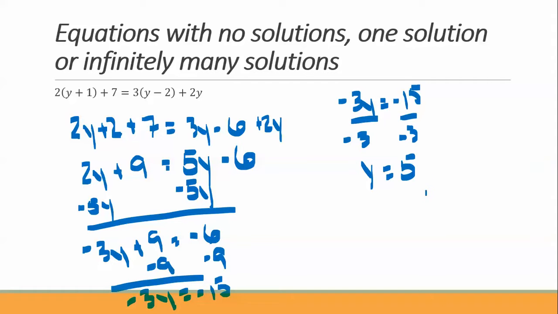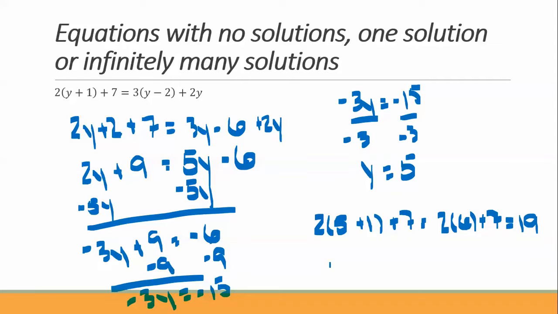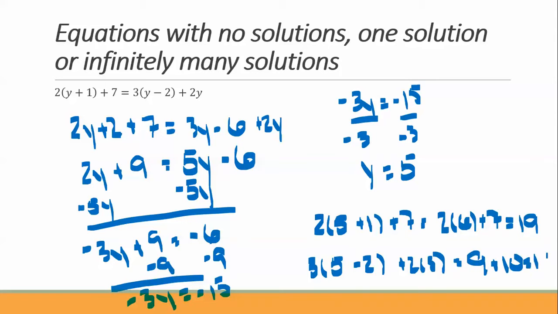This is a variable equal to a number, so it has one solution, and you can actually check that solution. So 2 times the quantity 5 plus 1 plus 7, so that's 2 times 6 plus 7, so that's 12 plus 7, which is 19. And then we have 3 times the quantity 5 minus 2 plus 2 times 5, so 5 minus 2 is 3, so 3 times 3 is 9, plus 10 is equal to 19. Both sides are equal, so this is the one solution.